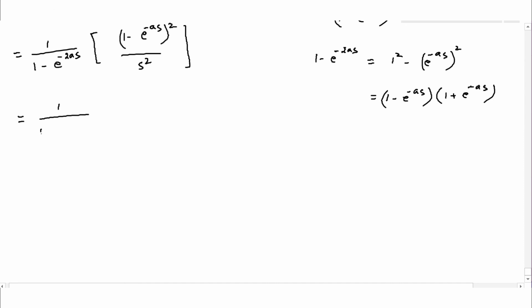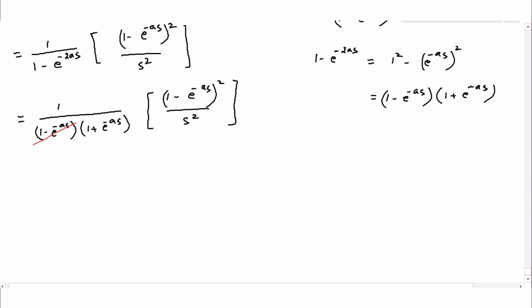A minus of b into a plus b. So if you rewrite it is 1 minus e power of minus of as into 1 plus e power of minus of as. So here you have 1 minus e power of minus of as whole square divided by s square. So you can cancel out this term. 1 minus e power of minus as will cancel out once over here. You will be left out with 1 minus e power of minus of as divided by 1 plus e power of minus of as, along with this s square value in the denominator.